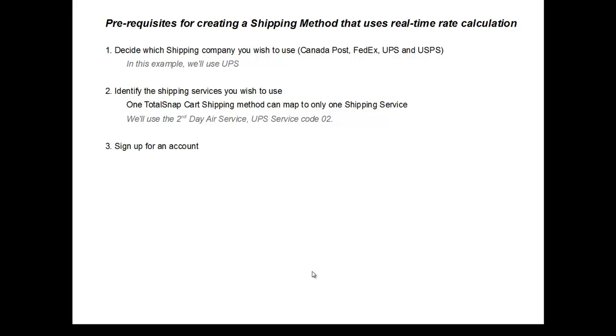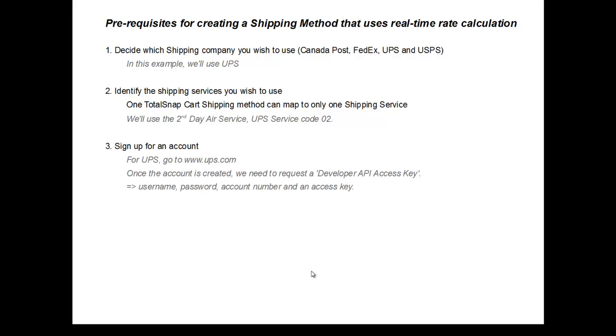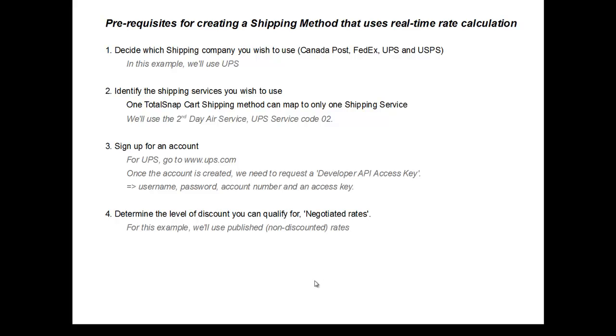Next, you need to sign up for an account. For UPS, this is done on their portal. Once the account is created, we'll need to also request a developer API access key. This then gives us 4 pieces of information that we need to put into the TotalSnapShop when we're creating the shipping method. And lastly, determine the level of discount you can qualify for, because at the end of the day, we're looking for rates that are as competitive as possible with other sites. These are often referred to as negotiated rates. For this example, we'll use published or non-discounted rates.